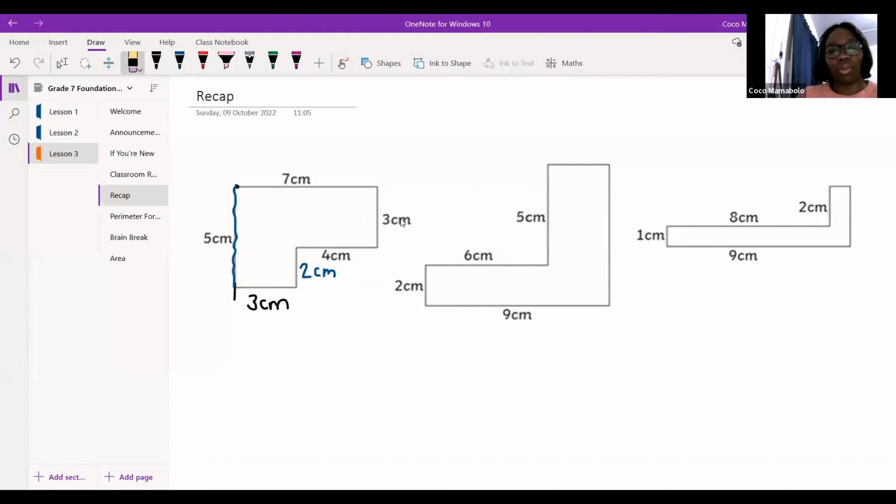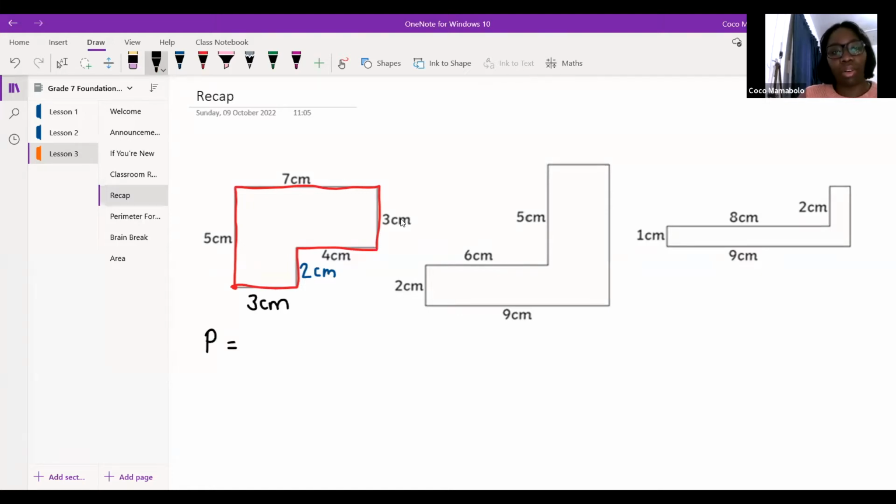Okay, all right. So when I calculate for my perimeter, I know that it's almost like I'm trying to wrap a ribbon around my shape. So let's say, for instance, I decide to start there, and then I'm going to have to get 5 centimeters of ribbon plus 7 centimeters plus 3 centimeters plus 4 centimeters plus 2 centimeters plus 3 centimeters. And that's going to tell me how much ribbon I need to go all the way around my shape. So if I have to ask you guys, how much is my perimeter?